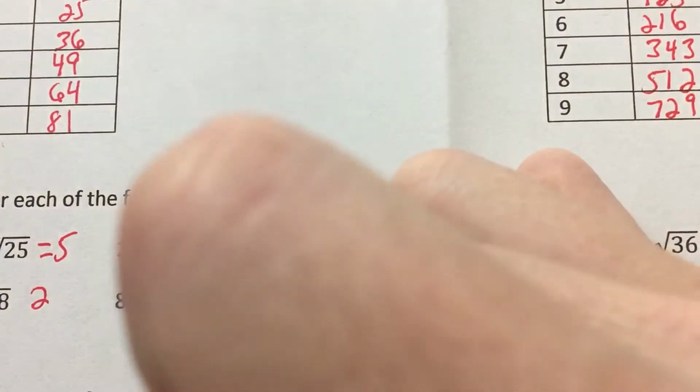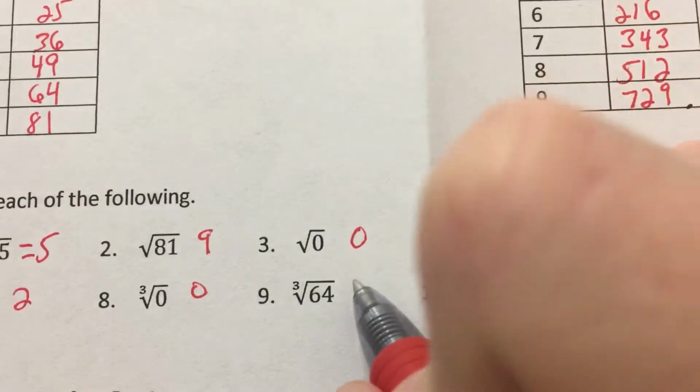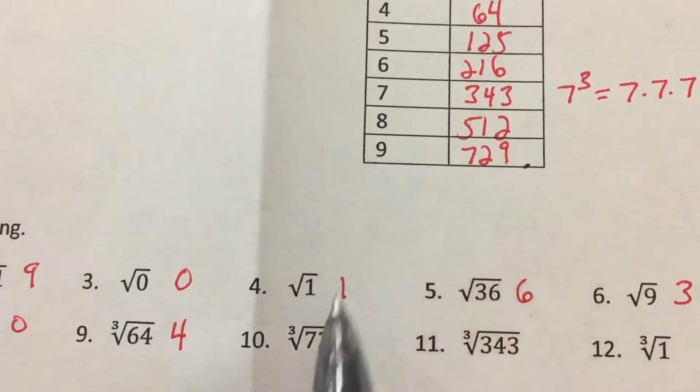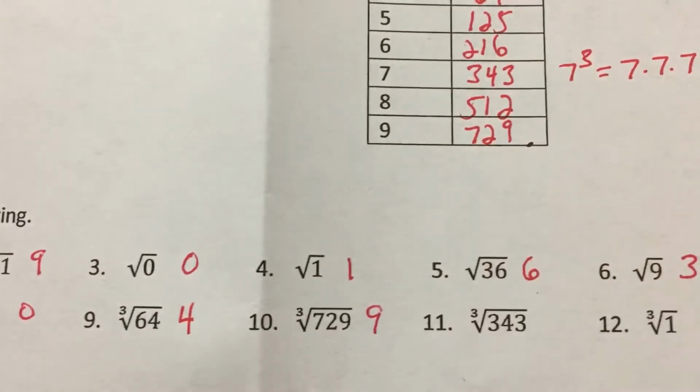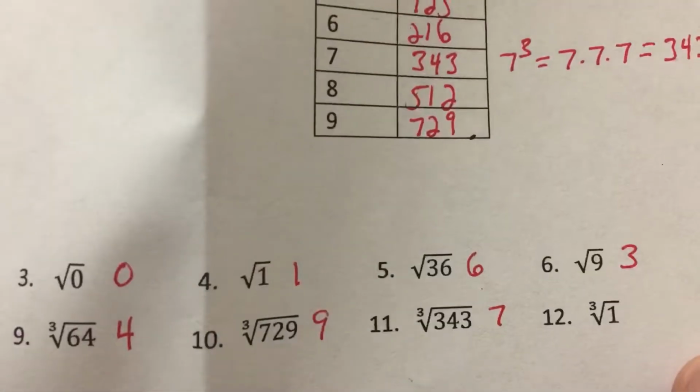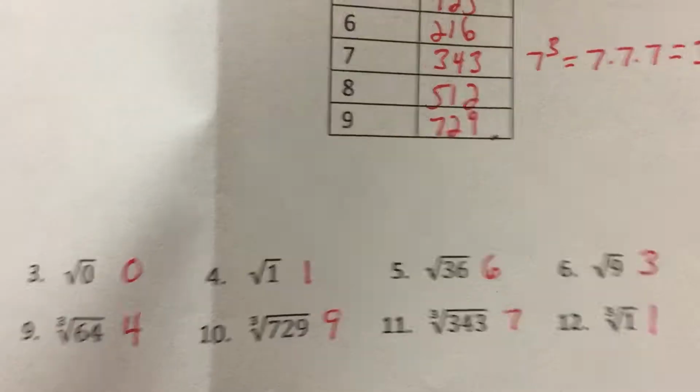The cube root of 0 is 0. Cube root of 64 is 4. Cube root of 729 is 9. Cube root of 343 is 7. And the cube root of 1 is 1.